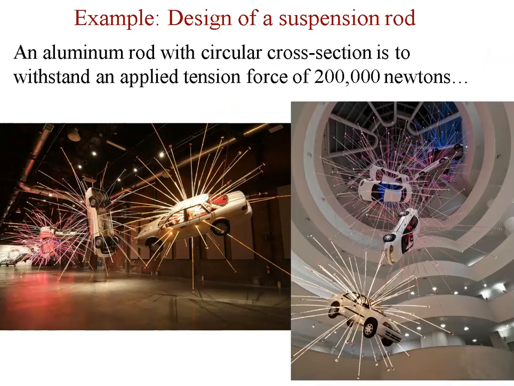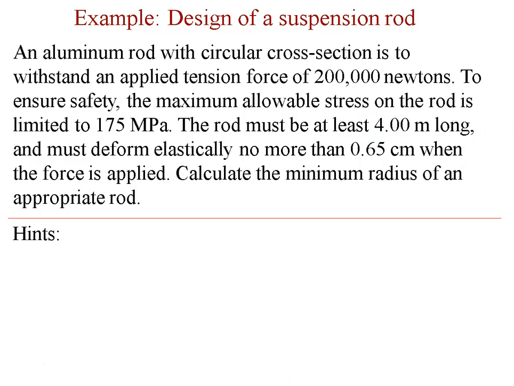Let's do an example from the real world. This is an art installation at the Seattle Art Museum. Suppose that you're suspending a bunch of cars from the ceiling using an aluminum rod with a circular cross-section. It's got to withstand an applied tension force of 200,000 newtons. We don't want the rod to break, so the maximum allowable stress is going to be 175 megapascals. The artist wants a rod that's at least 4 meters long, and we don't want the rod to deform elastically more than 0.65 centimeters when the 200,000 newtons is applied.